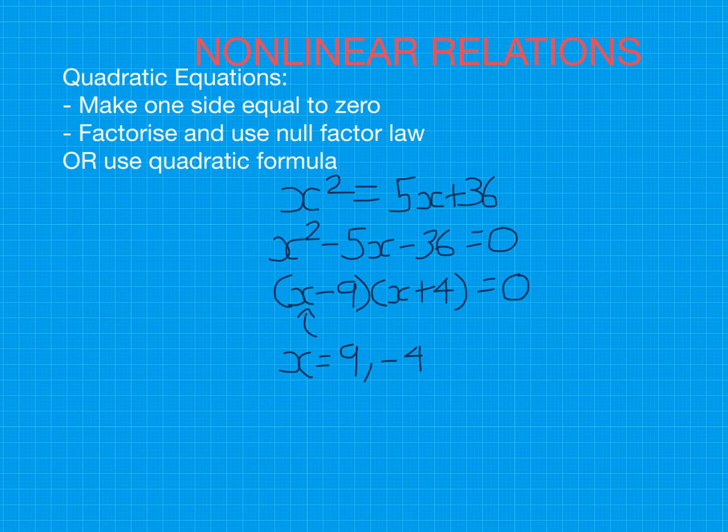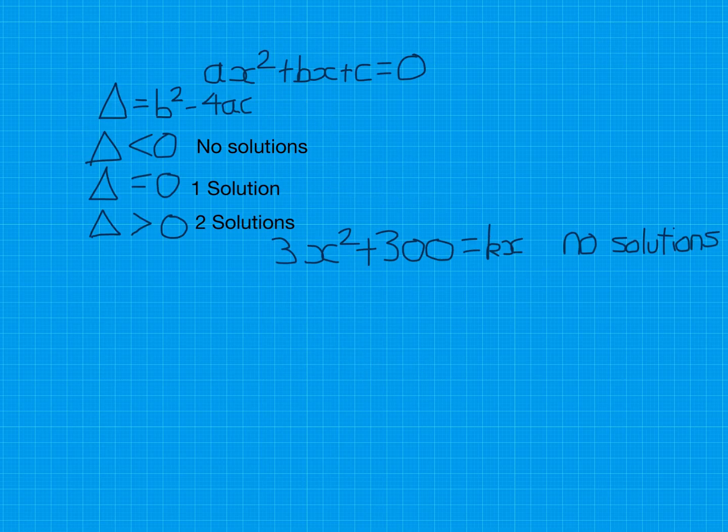Let's now look at the discriminant. All quadratic equations can be written in this form: ax squared plus bx plus c equals 0. The discriminant is equal to b squared minus 4ac. The discriminant discriminates the number of solutions that the equation has. If the discriminant's negative, there are no solutions. If it's 0, there is one solution. And if the discriminant is positive, there are two solutions.